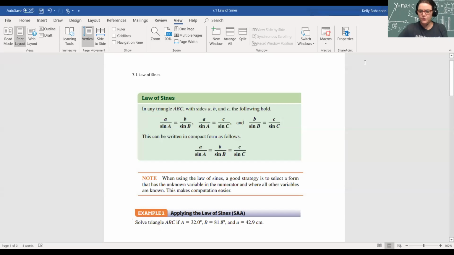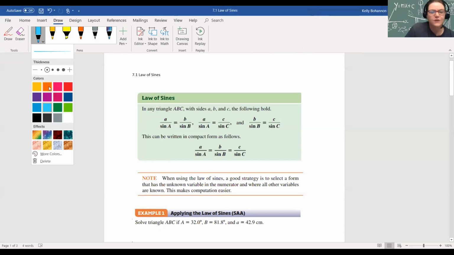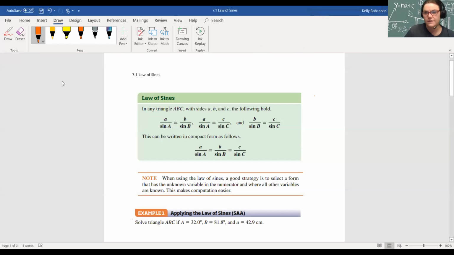Right, these are the notes for starting 7-1, which is law of sines. So you'll see right here in the green box, this is the law of sines. Law of sines is used when you encounter what we call an oblique triangle. That would be any triangle that's not a right triangle. So it doesn't matter if it's obtuse or if it's an acute triangle. If it is not a right triangle, then the law of sines can be applied.